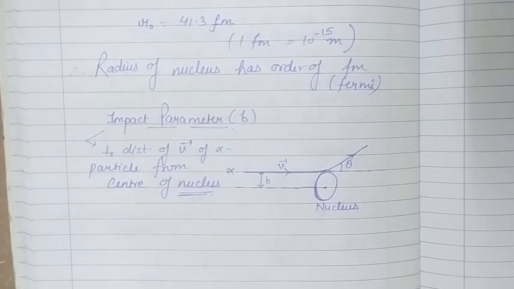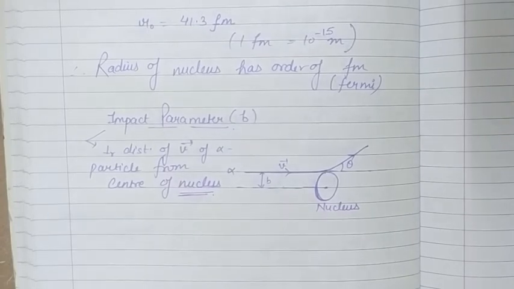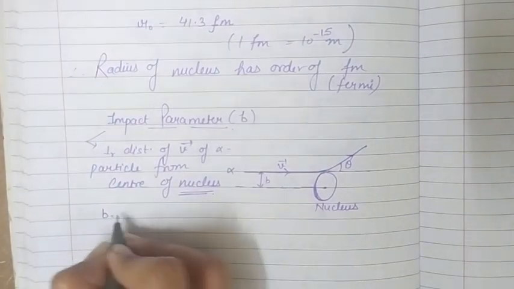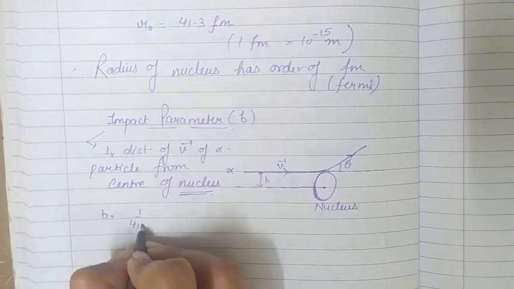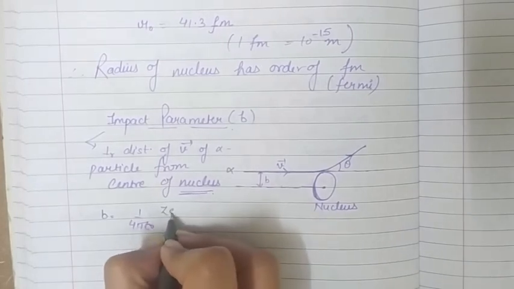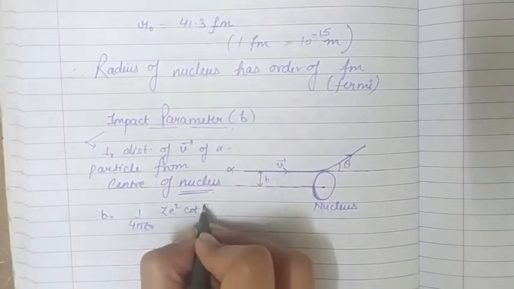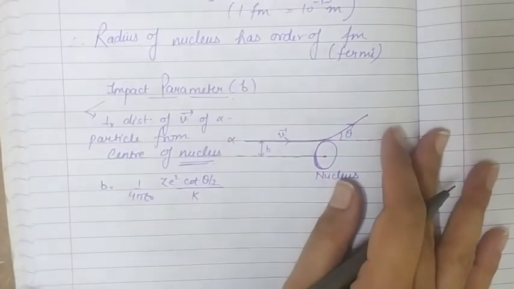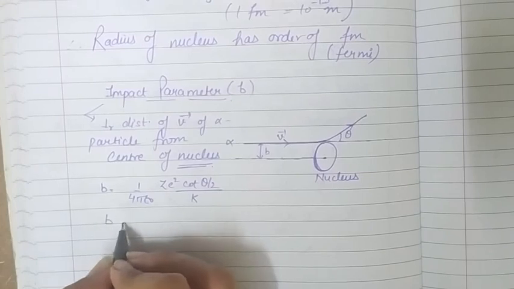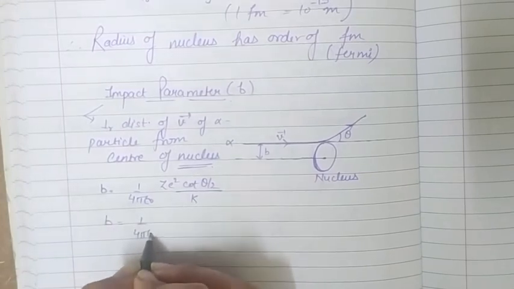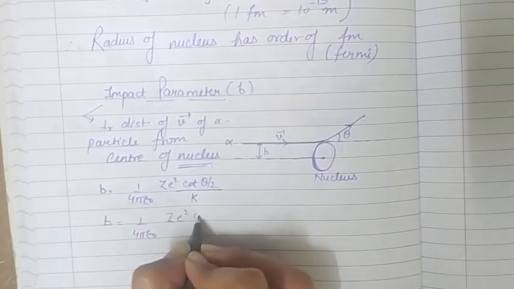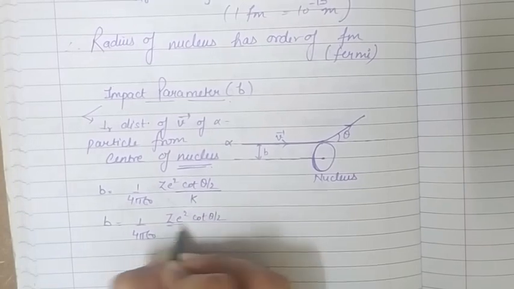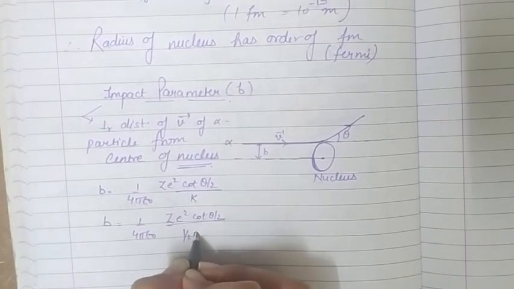Rutherford from his experiment deduced a relationship between the impact parameter b and the scattering angle theta, and this relation is given as b is equal to 1 upon 4 pi epsilon naught Z e square cot theta by 2 upon k, where k is the kinetic energy. Or we can write b is equal to 1 upon 4 pi epsilon naught Z e square cot theta by 2 upon k, and k is half m v square.